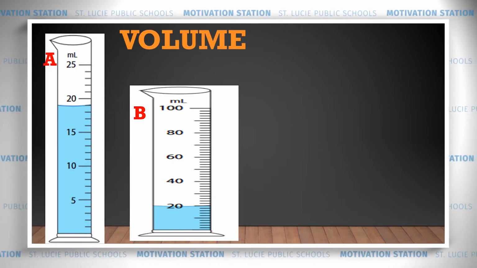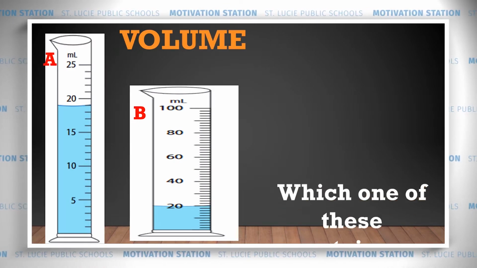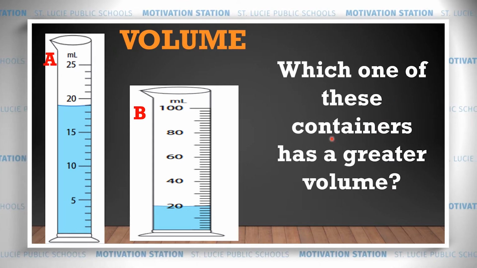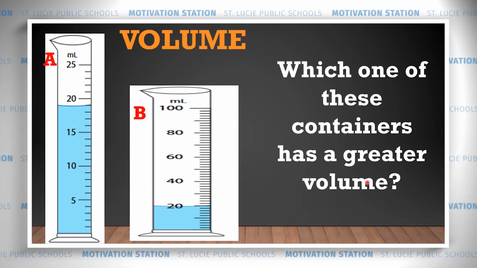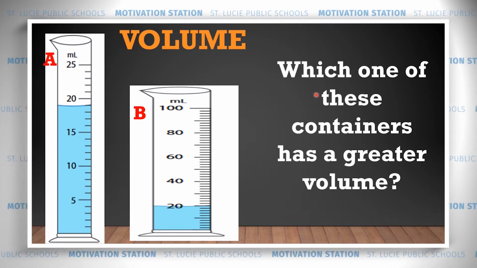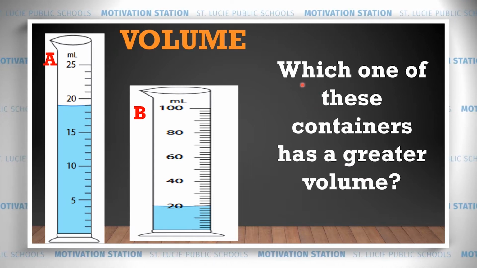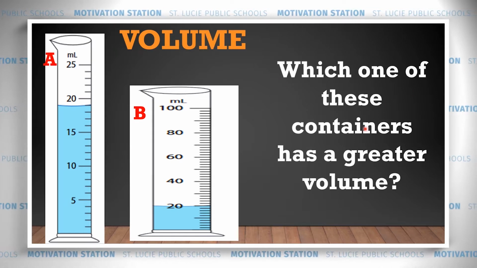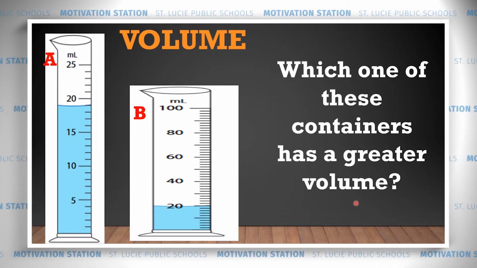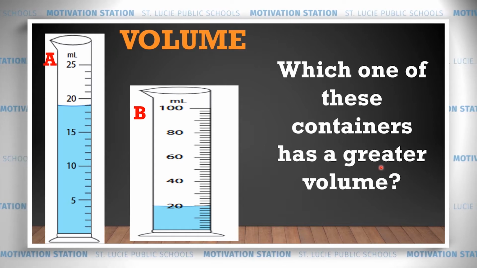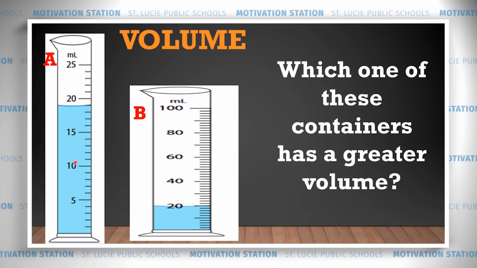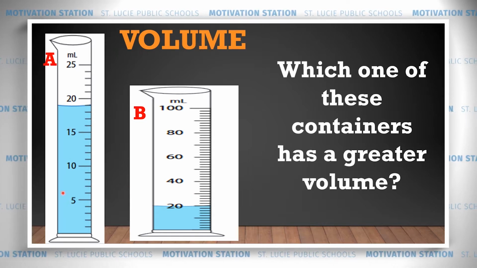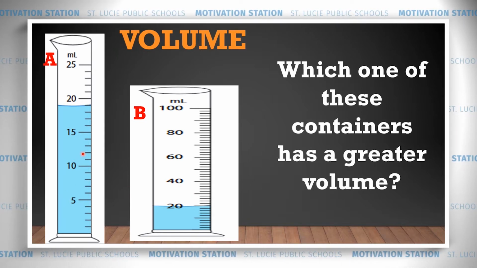Let's take a look at these 2 beakers. The question is, which one of these containers has a greater volume? It's always a good habit to read each word problem twice. So I'm going to say it again. Which one of these containers has a greater volume? Well, I see the word greater, and I know that I have to look at both containers to see which one has more liquid. This one looks like it does, and I want to pick that right away.